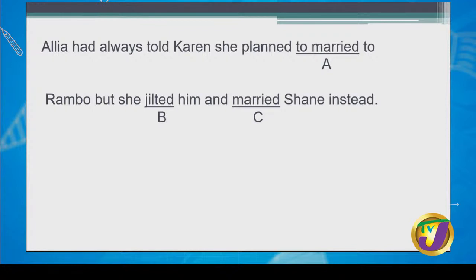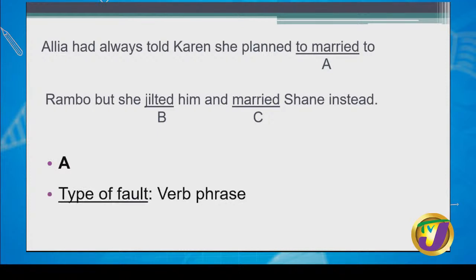We do have an error, and the error is with A, to married. What is wrong with that? Why can't you say to married? Alia had always told Karen she planned to married. What's wrong with saying to married? The verb, again, the tense of the verb in that phrase is incorrect. So you shouldn't say to married. What you should say is to get married, or you could even say to marry. So she told her she planned to marry, and you take off the to.